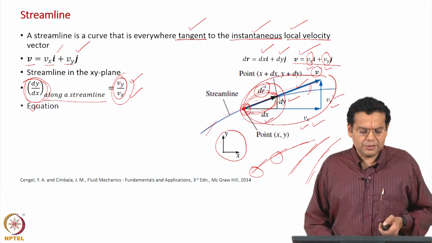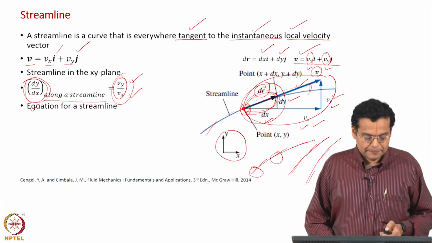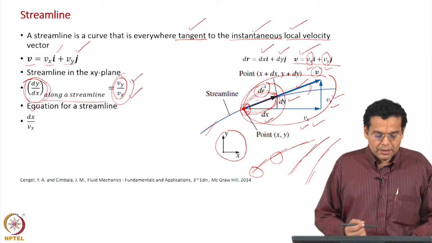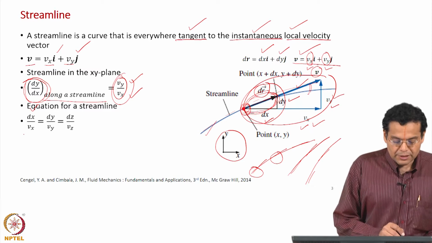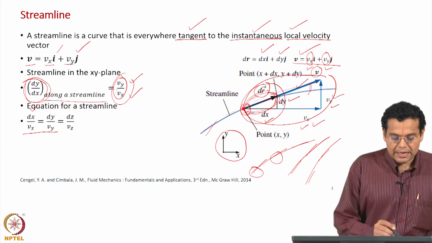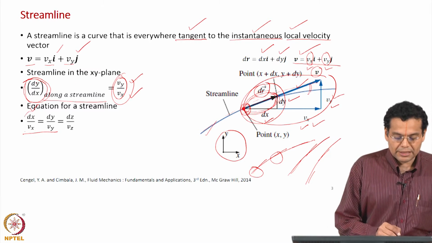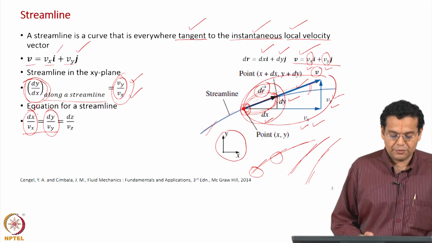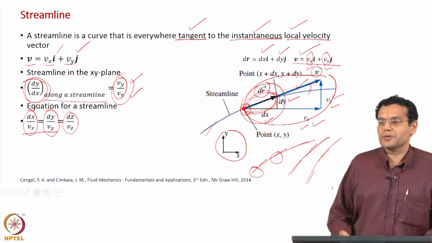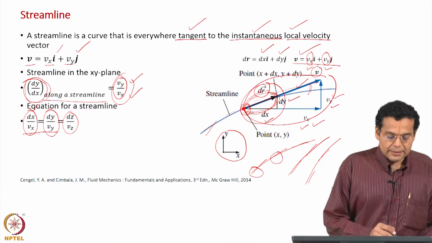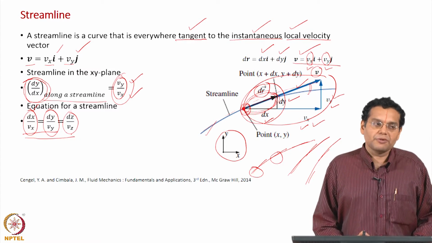Now, if you extend this to the 3 dimensional case, what we have is these conditions. What I have shown here is the rearranged form: dx by Vx is equal to dy by Vy, and if you extend to the 3 dimensional case, you have dz by Vz. So, these conditions can be used to obtain the equation for a streamline. How do we do that?